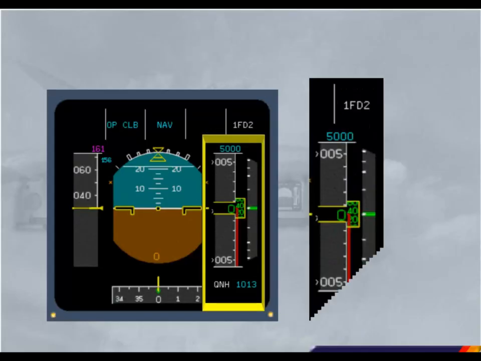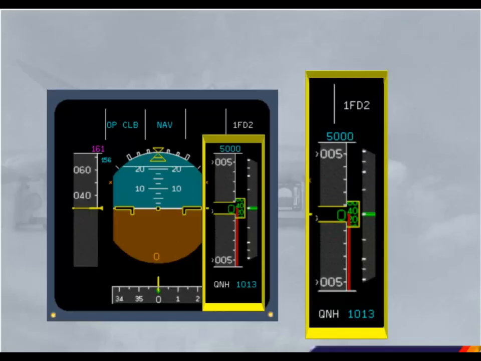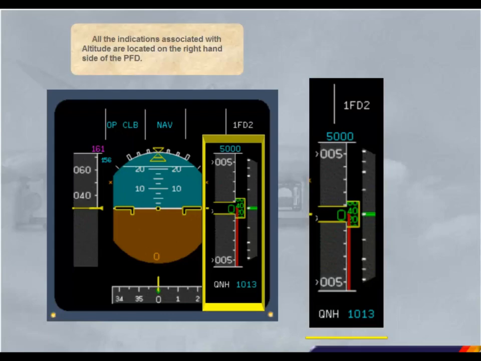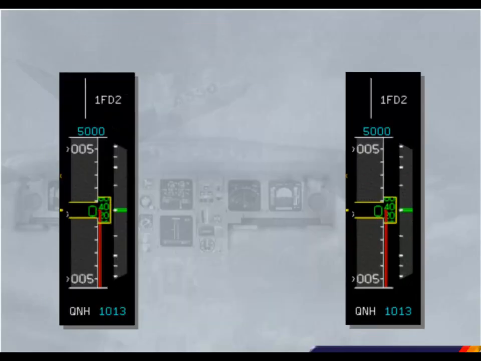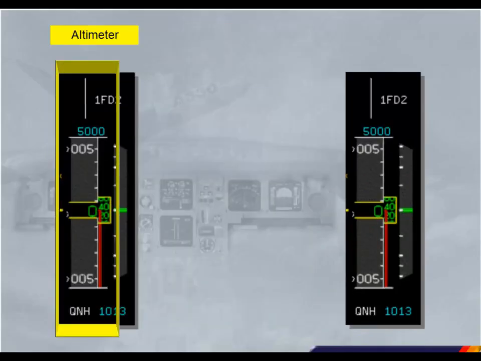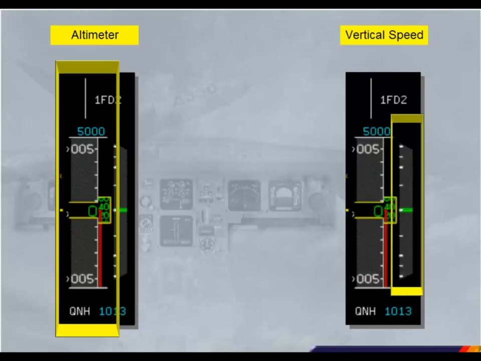All the indications associated with altitude are located on the right-hand side of the PFD. The main part of the display is dedicated to the altimeter. To the far right is the vertical speed display. We will look at the altimeter indications first.